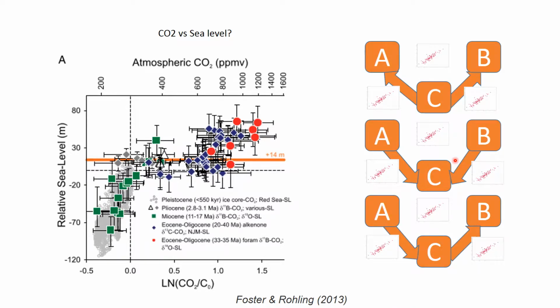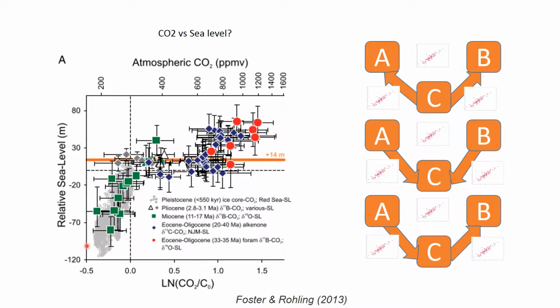Another example here, looking at correlation of two variables. So here we've got atmospheric CO2 concentration. Okay, so this is actually plotted on a logarithmic scale here. So this is high CO2, low CO2 over here, but it doesn't increase linearly. And then we've got sea level.